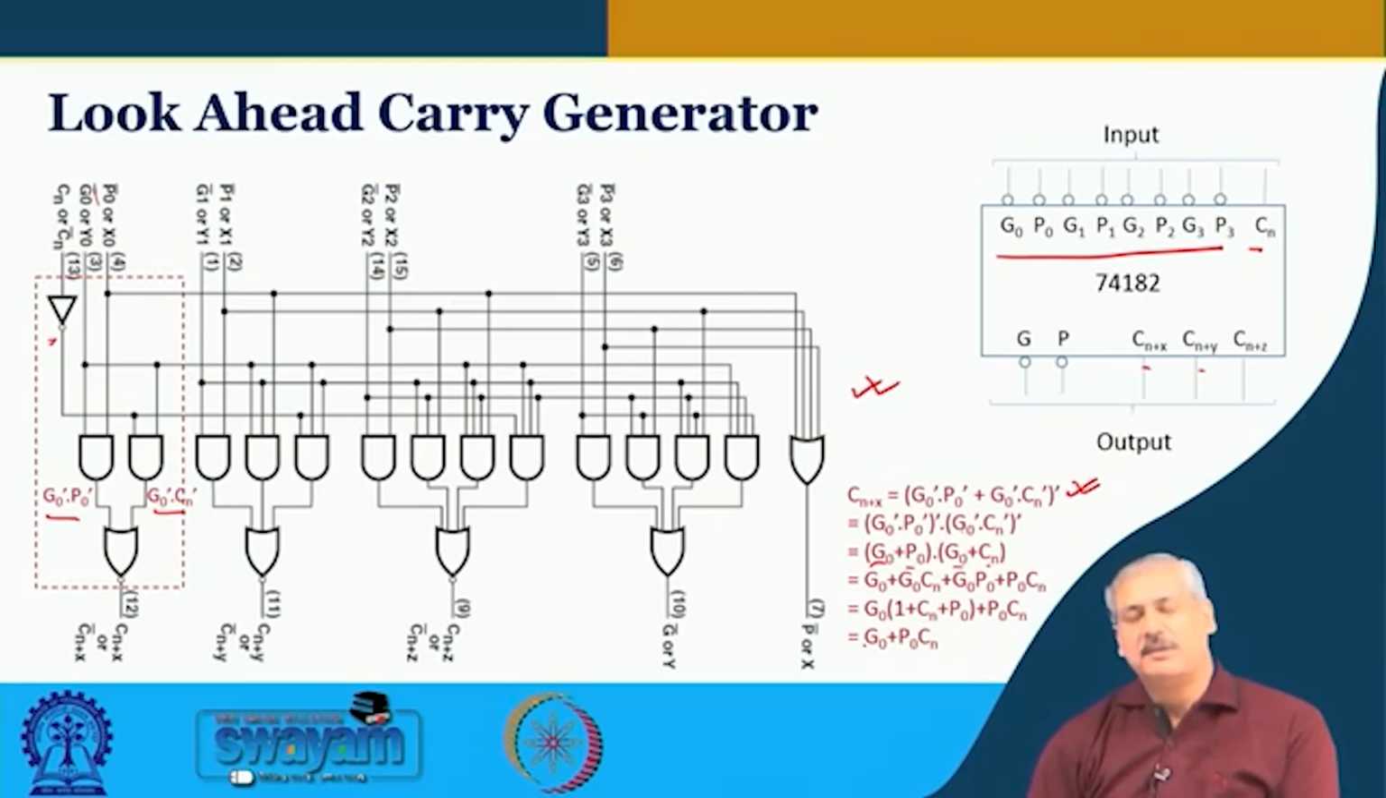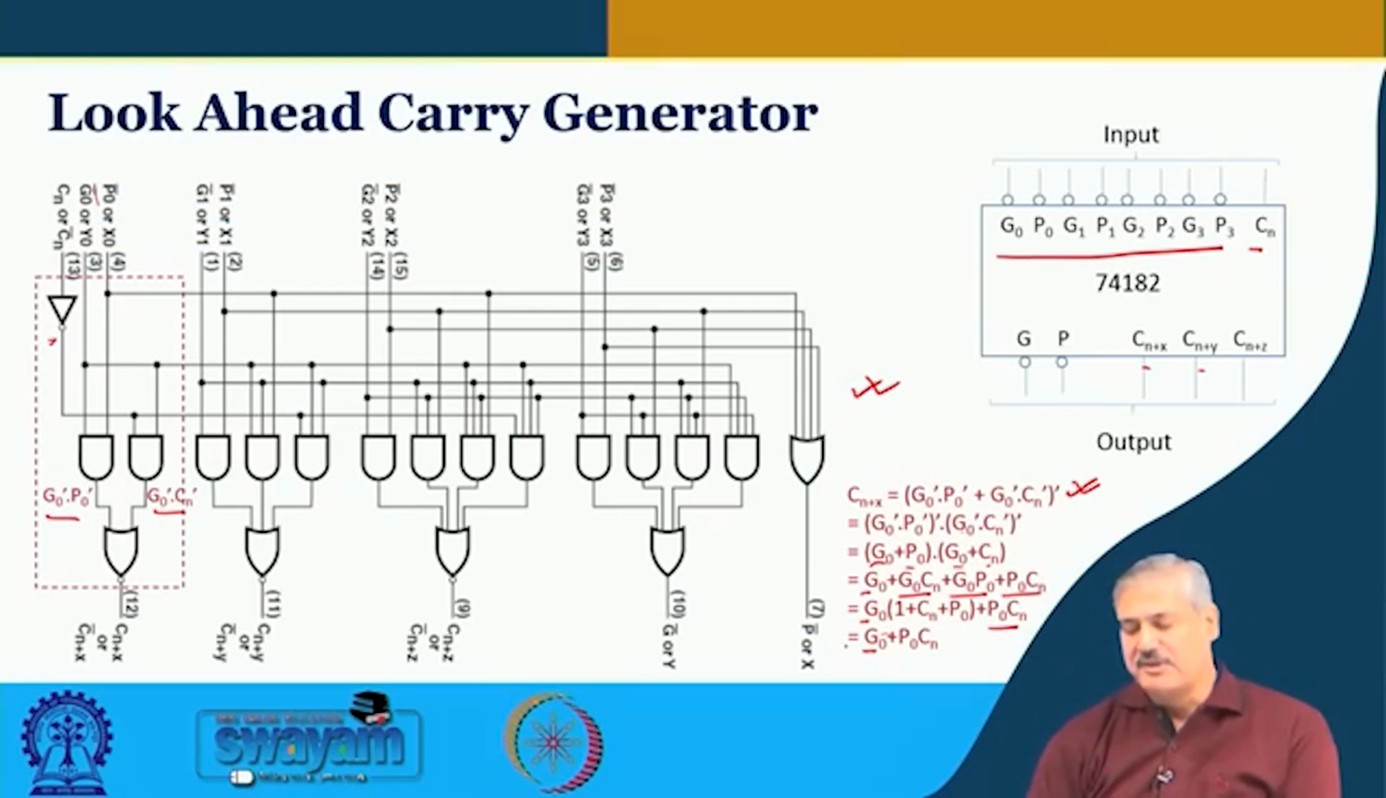Then when you perform the product, you get it finally in sum of products form. So, G0 Cn, G0 P0 and P0 Cn. And if you take G0 common, then 1 plus Cn OR P0, which is nothing but 1, you get G0 plus P0 Cn. So, you get back the basic equation G0 plus P0 Cn, where here C-1 is the one that we have used in that concept.